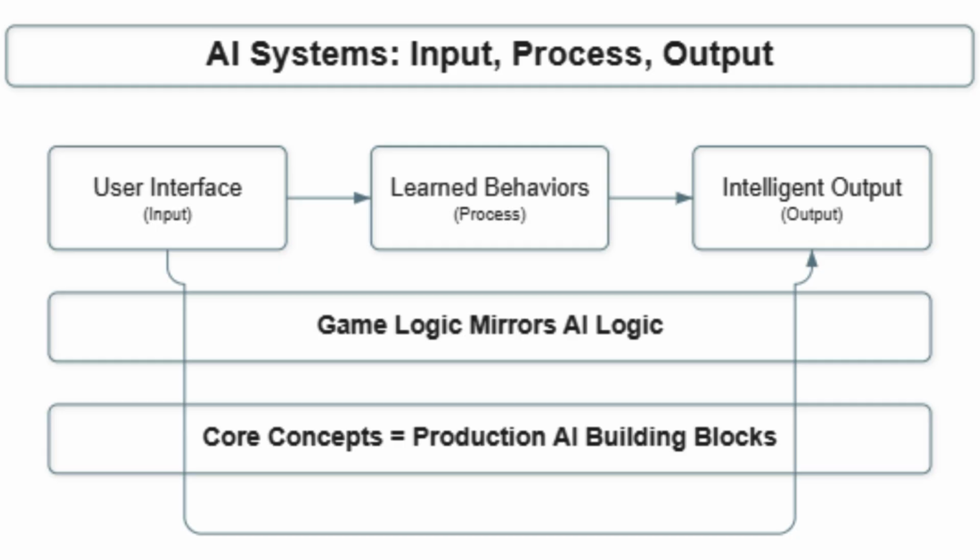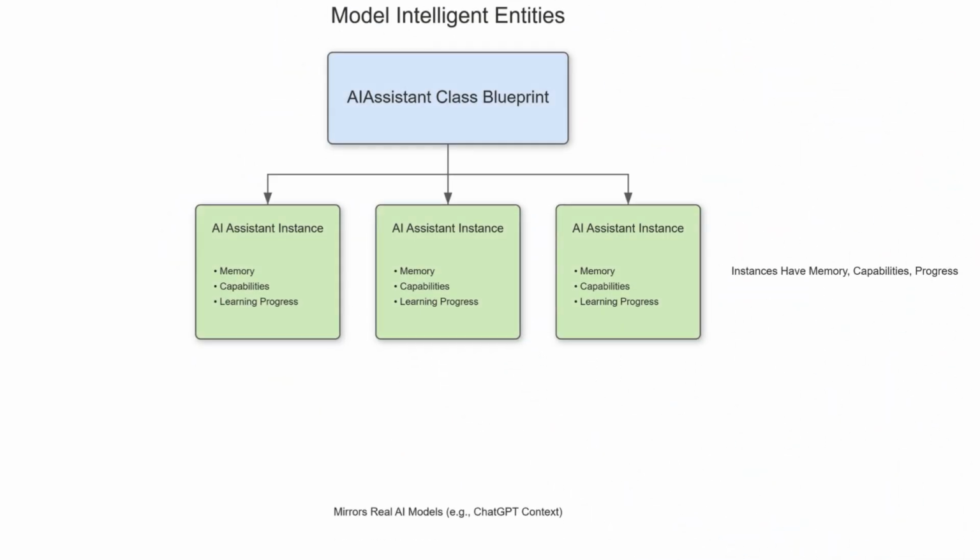Now, let's look at how we represent these intelligent entities. In software development, especially when building AI, we model these intelligent agents using classes. Think of a class as a blueprint, a template for creating AI agents. Each instance of this class isn't just a generic piece of code. It's a unique AI assistant with its own memory, its own set of capabilities, and its own learning progress. For example, our AI assistant class will encapsulate everything our AI knows and has experienced. This approach directly mirrors how real AI systems operate.